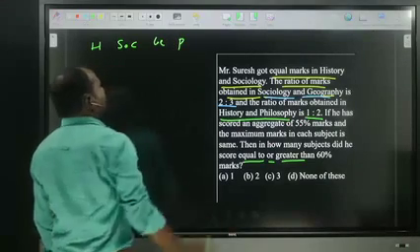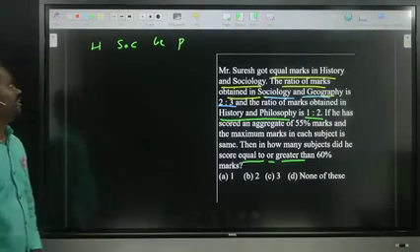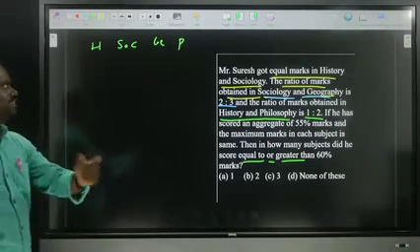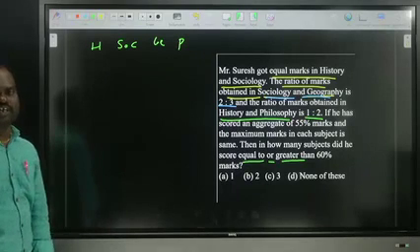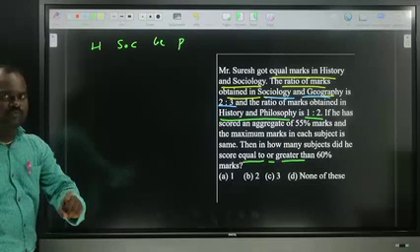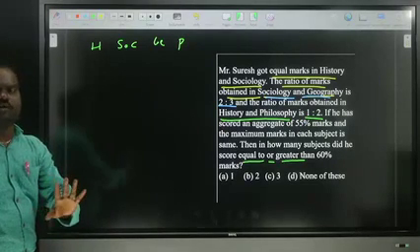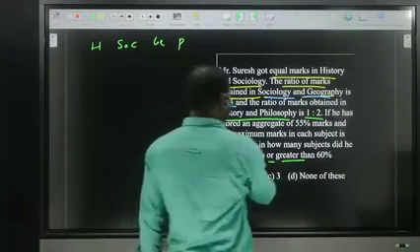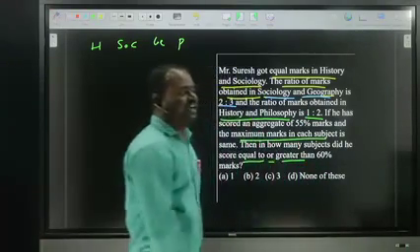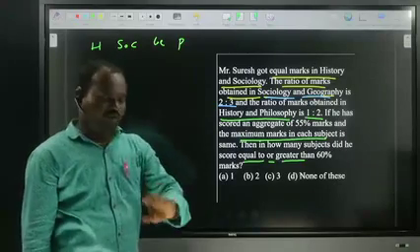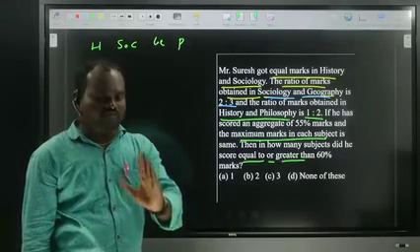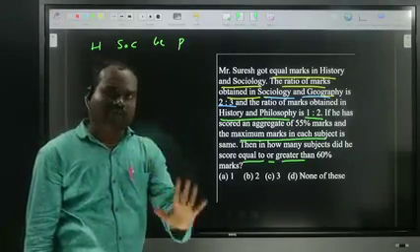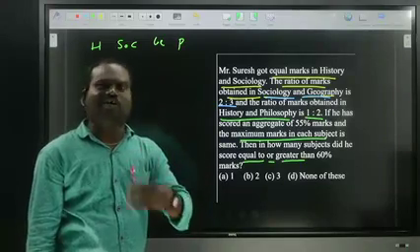Geography and philosophy, total four subjects: history, sociology, geography and philosophy. Each subject is conducted for how many marks? We don't know. But one thing is clearly given: the maximum marks of each subject is the same. So take it as every subject is conducted for 100 marks. It's your wish, we can assume 100, 200.